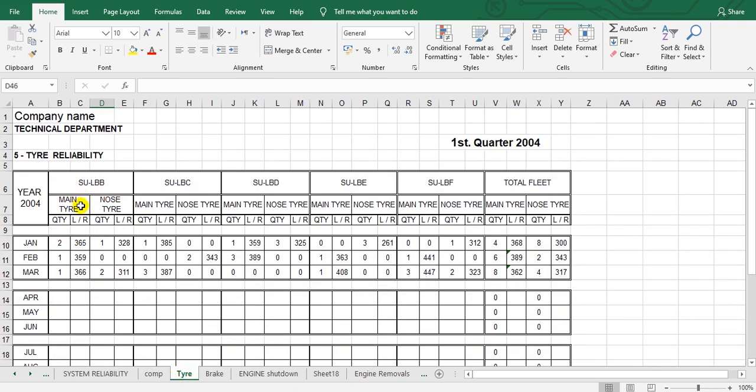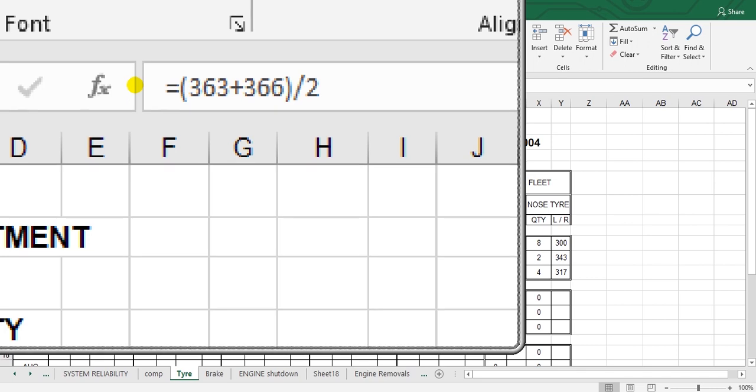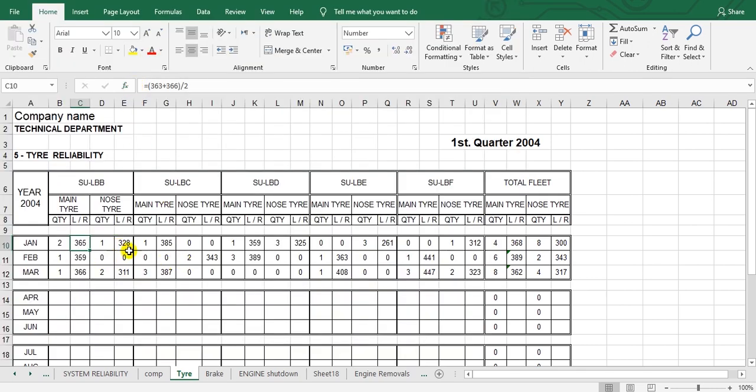The tire here, there are nose tire and main tire. Okay, this is the month, January, February, March, and this is the number of removals, and this is the average of removal. If I put on the cell and zoom, here is 363 plus 366 over 2. The 2 is the number of removals, and each one is the landings on which it was removed. Okay, so this is the average, and this is the aircraft, another aircraft, third aircraft, and so on.